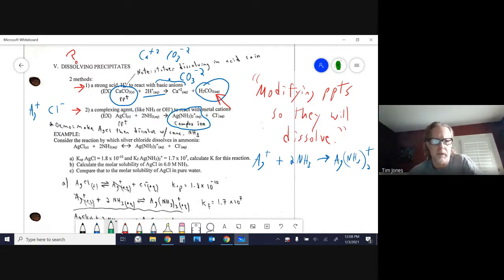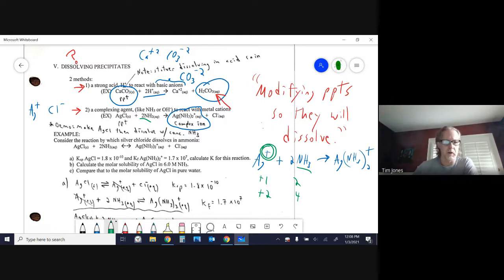Now, you might notice that in this case, I added 2 ammonias. Don't worry about that too much right now. We'll cover that in more detail later, but that is a very common thing. Whatever the charge of the ion is, when you attach something to it, you double the attachments. So we're attaching ammonia. Since the charge is +1, we attach 2 ammonias. Had the charge of silver been +2, we would have attached 4 ammonias. But that is not the main issue right now.